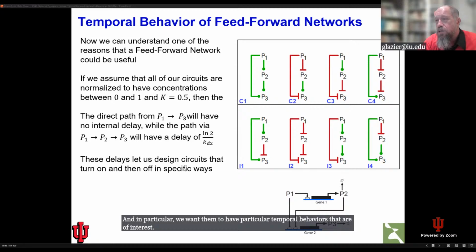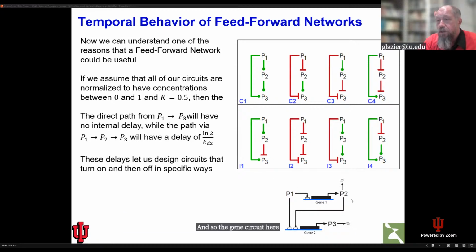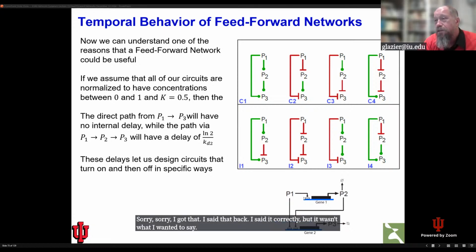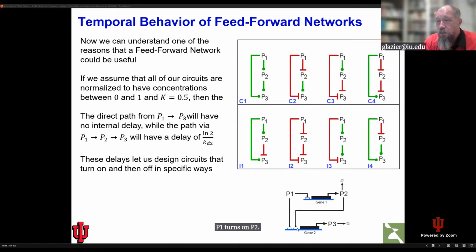And so the gene circuit here is a pretty simple one. P1 turns on P2. P2 does something to P3. P1 does something to P3. So we have the direct path P1 to P3, the indirect path via P2.